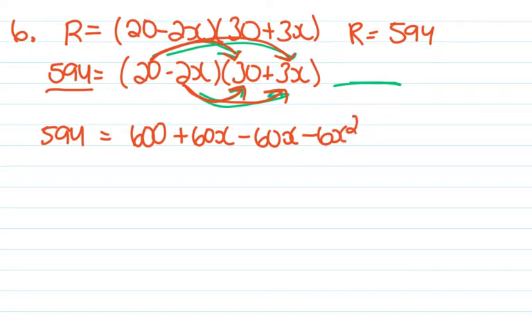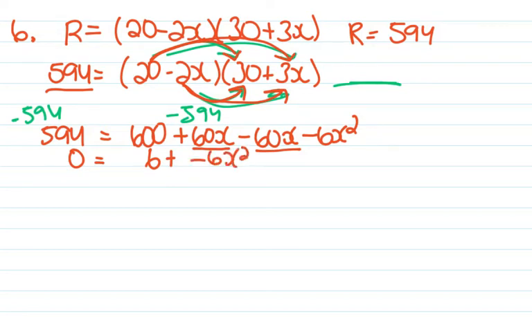Now I'm going to subtract 594 from both sides so that the whole thing equals 0. So I have 0 equals 600 minus 594 is 6. 6 plus 60x minus 60x is 0, so that's gone. And then I have a negative 6x squared at the end. So 6 plus negative 6x squared, or 6 minus 6x squared. Now I can factor the right side, and then I will be able to find my two solutions for x.